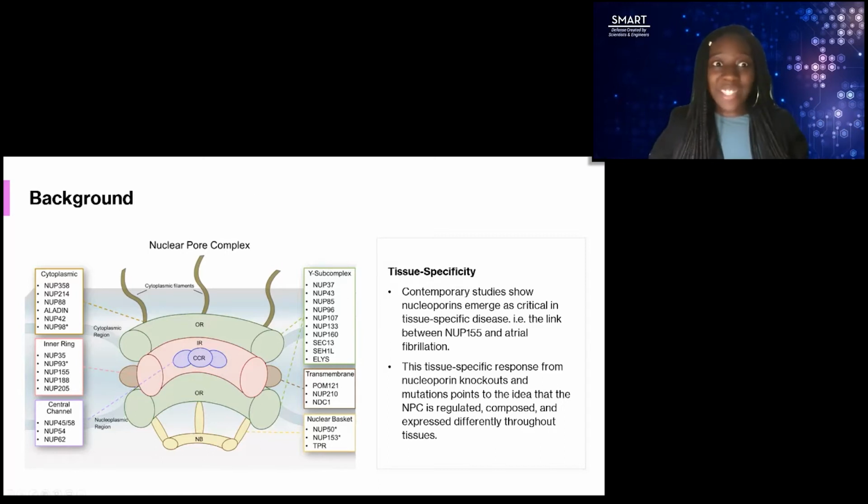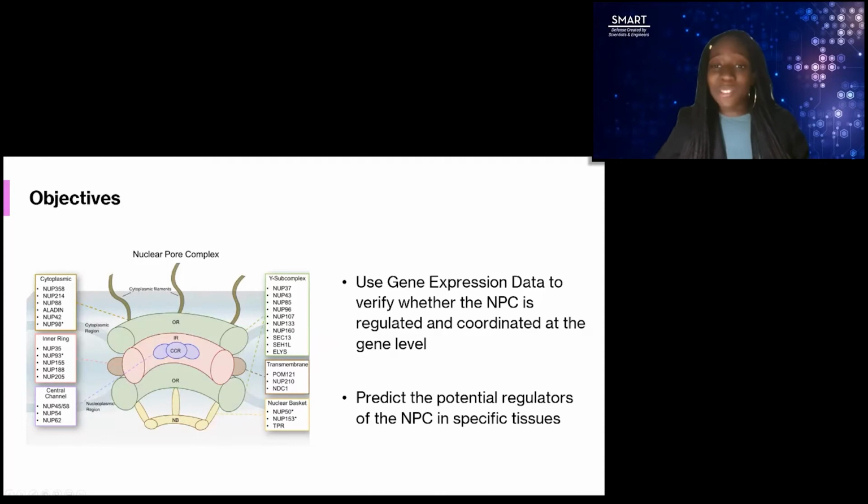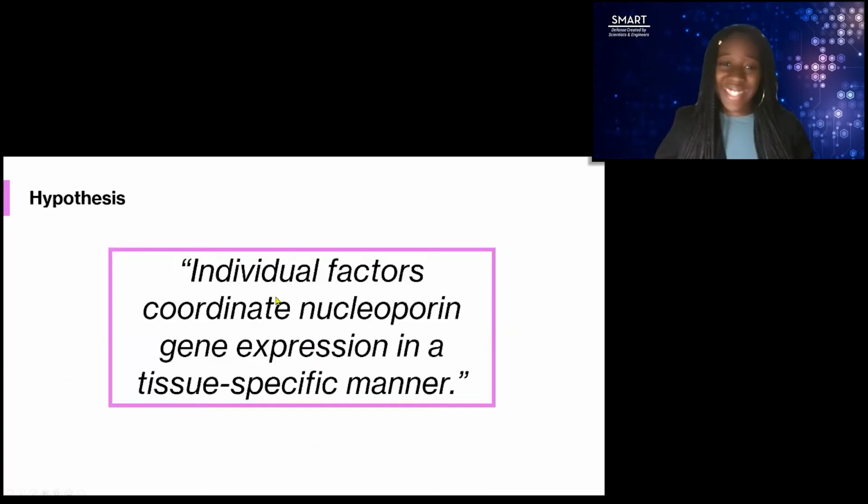Which leads me to the goals of my project, which was to use gene expression data to verify whether or not the nuclear pore complex is being regulated and coordinated differently at the gene level, depending on what tissue it is, and then to take it a step further and use bioinformatic processes to predict what the actual potential regulators are that are causing this. Which leads me to my main hypothesis: individual factors coordinate nuclear pore and gene expression in a tissue-specific manner.